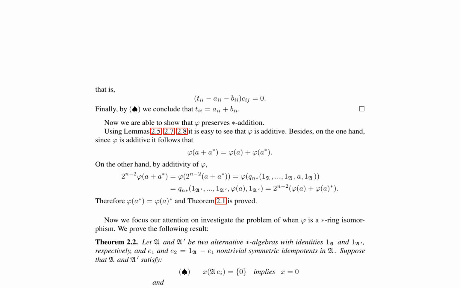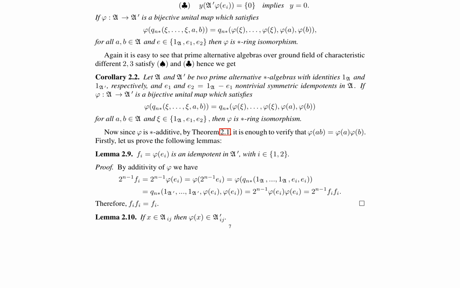The focus is on the preservation of *-addition and *-multiplication under a bijective unital map between two alternative *-algebras. The key result is that if the map satisfies certain conditions, it is a *-ring isomorphism. The conditions include the preservation of *-addition and *-multiplication, as well as the preservation of idempotent elements and specific subsets. The main theorem states that if the *-algebras satisfy certain conditions and the map preserves *-addition and *-multiplication, then the map is a *-ring isomorphism.